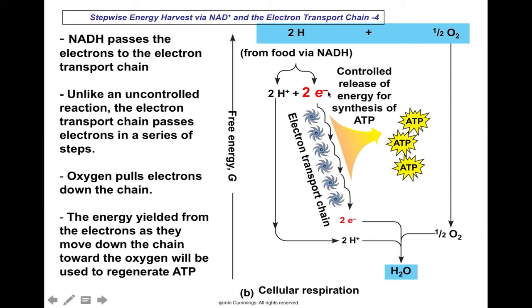NADH will pass on the electrons to the proteins in the inner membrane of the mitochondria or the cell membrane of the bacteria. And when electrons jump like this from a less electronegative molecule to a more electronegative molecule or complex, these electrons are releasing energy, and this energy is captured to synthesize ATP.